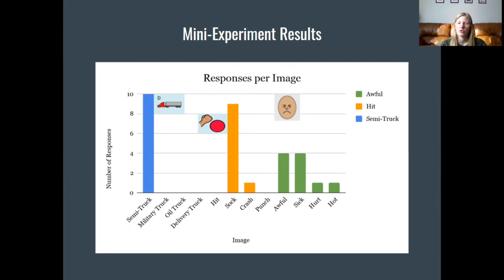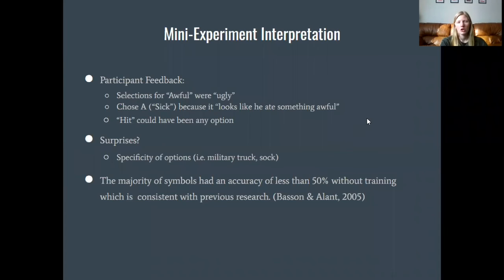For the descriptor awful, results were much more spread out, with 40% selecting the correct image of awful and another 40% selecting sick, with the additional participants choosing hurt or hot as well. Participant feedback that we got was varied. Some participants did say that the selections presented for awful they called ugly and were unattractive. Again, with awful, they chose option A, which was sick, because it looked like he ate something awful, so they were applying some more context to that situation.